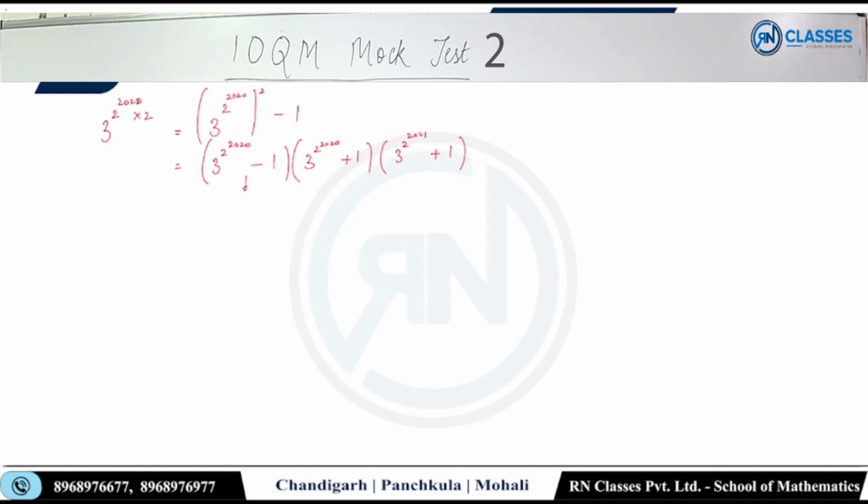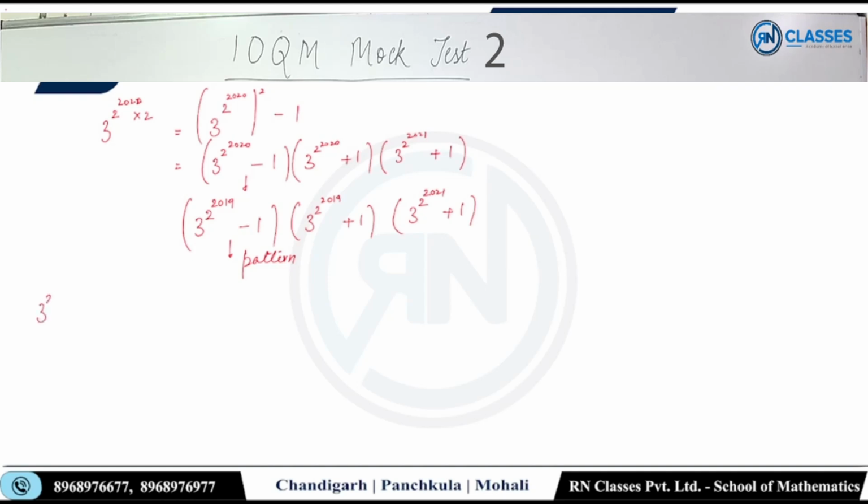ये तो फिर से फर्दर फैक्टराइज हो जाएगा, मैं इसको फर्दर फैक्टराइज कर देता हूं. तो पता है कैसे लिखना है: (3 raised to the power 2 raised to the power 2019 minus 1) (3 raised to the power 2 raised to the power 2019 plus 1) (3 raised to the power 2 raised to the power 2021 plus 1). ये तो फिर फर्दर हो सकता है, मतलब कि पैटर्न बन गया. हम पैटर्न बना सकते हैं और 0 तक ले जा सकता हूं मैं इसको, ठीक है.